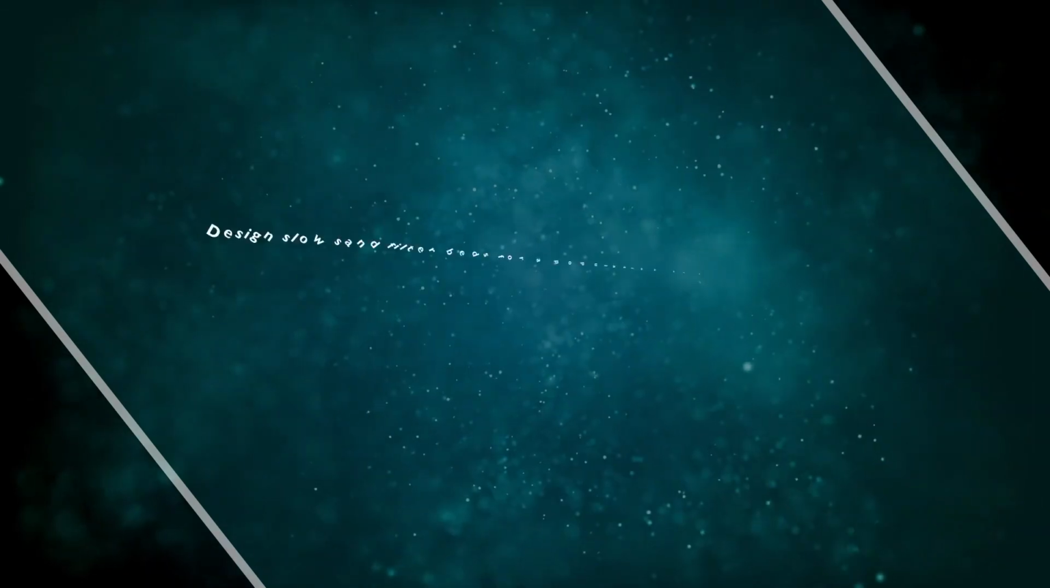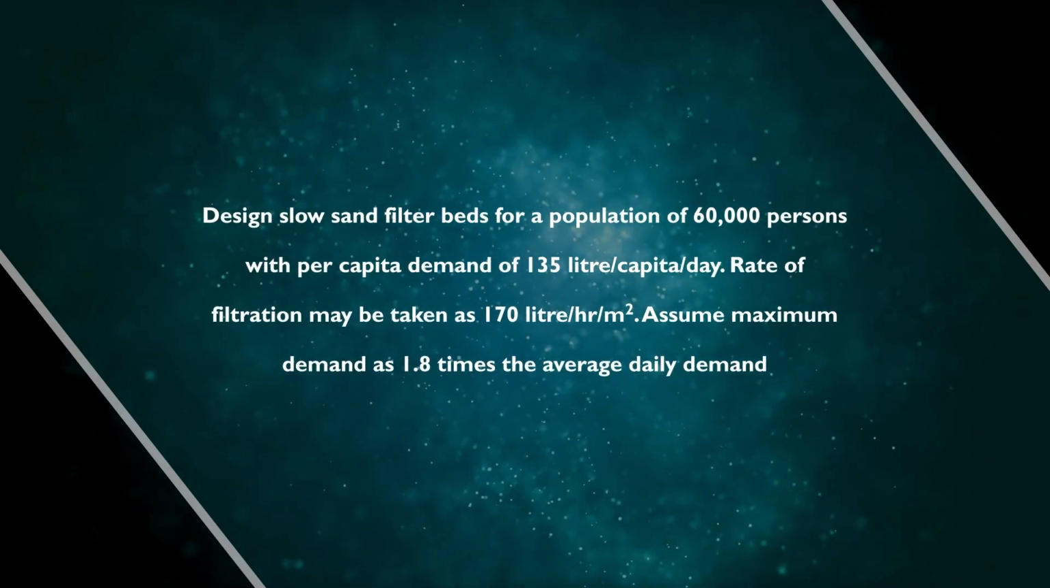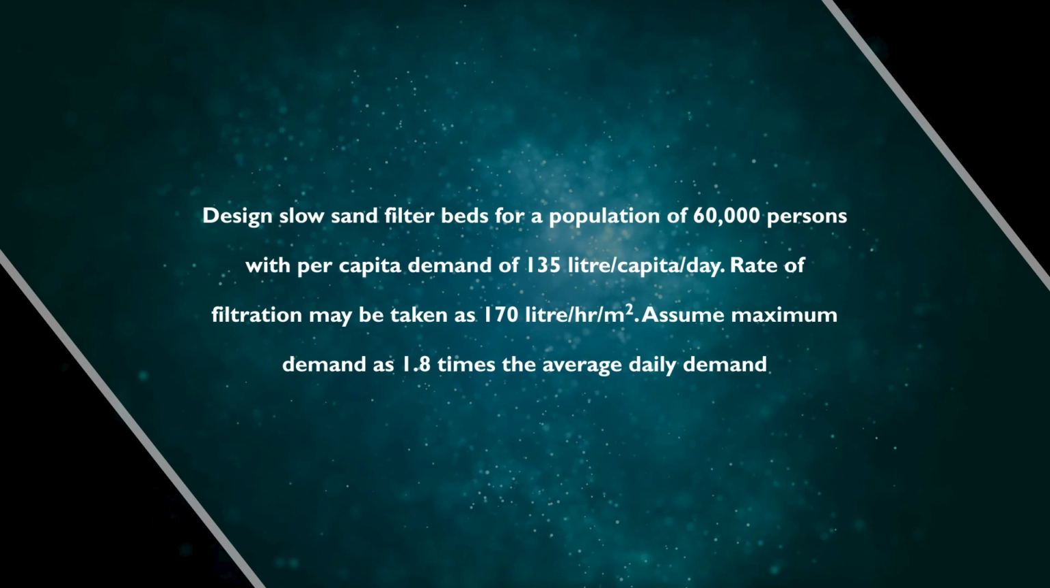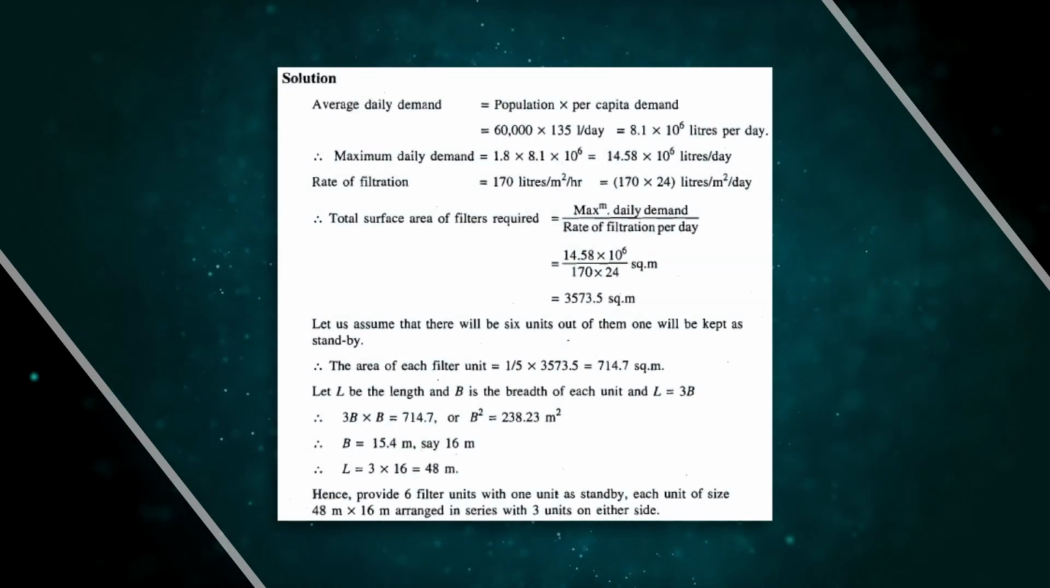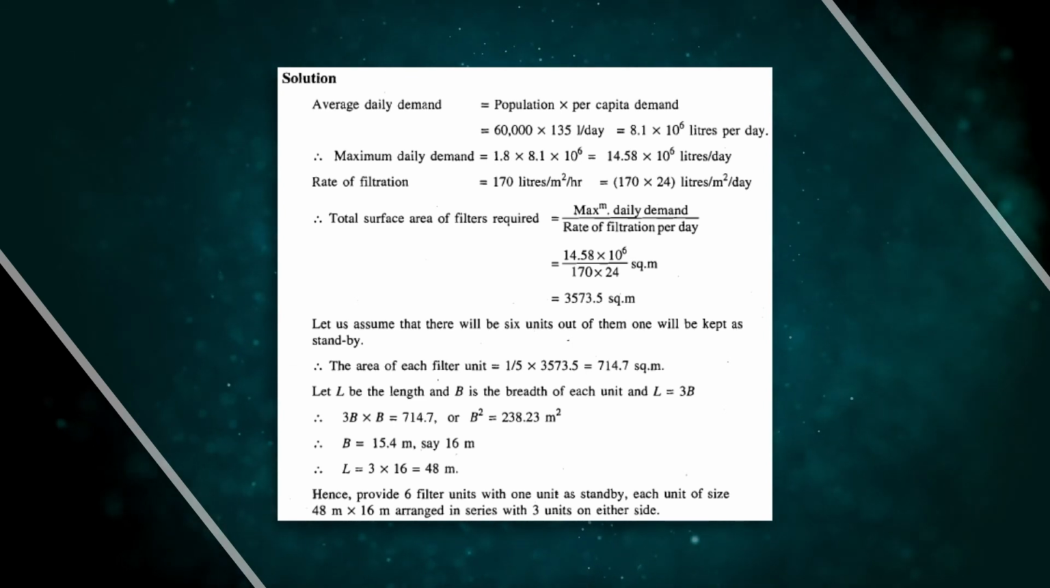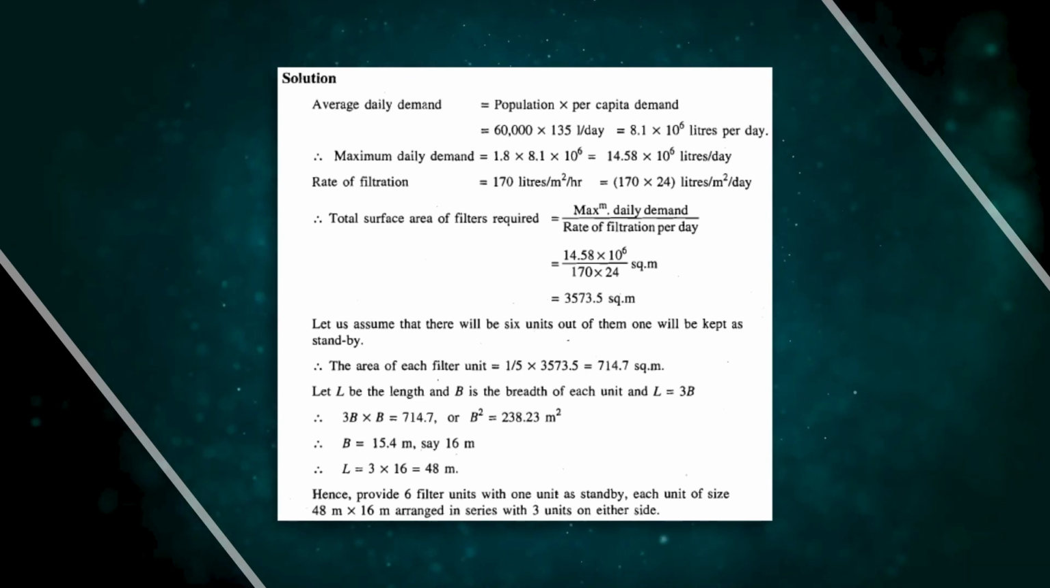Here is an example: design slow sand filter beds for a population of 60,000 persons with per capita demand of 135 liter per head per day. Rate of filtration may be taken as 170 liter per hour per meter square. Assume maximum demand as 1.8 times the average daily demand. So average daily demand is 60,000 into 135, equal to 8.1 into 10 power 6 liter per day. Maximum daily demand is obtained by multiplying by 1.8. So the answer comes to 14.58 into 10 power 6 liter per day.